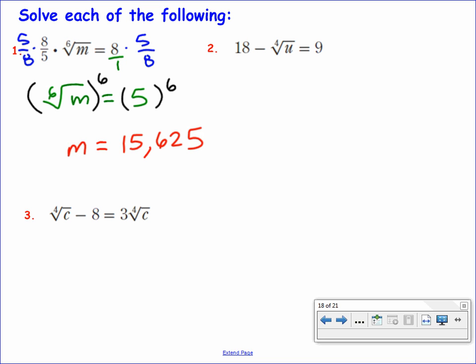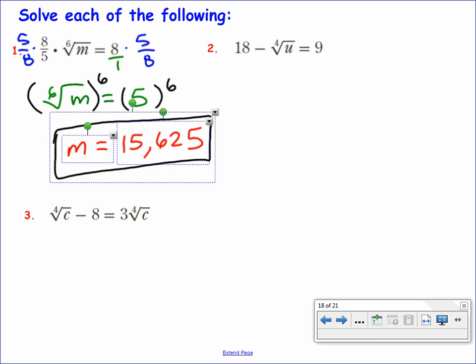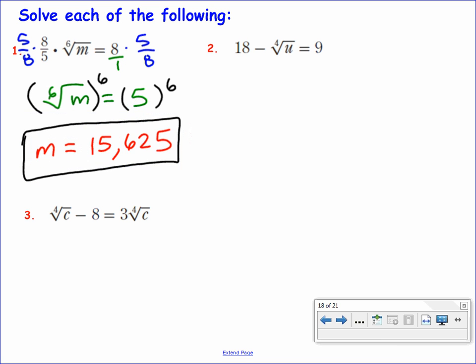I'm not going to box it. I'm going to check it. So I'll go into my original. The 6th root of 15,625 is 5. 5 times 8/5 is 40 divided by 5. Does that equal 8? Yes, it does. This is a solution. It's not extraneous. It satisfies the original, and it's a real solution. And we expected that because once we had the radical isolated, it was an even root equal to a positive, so we expect one positive.